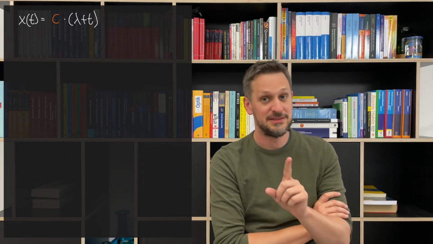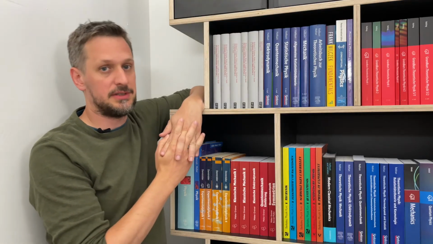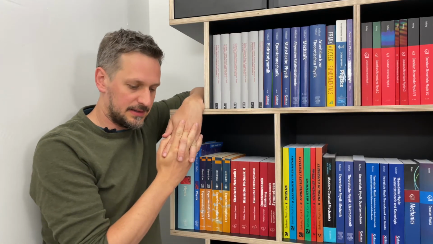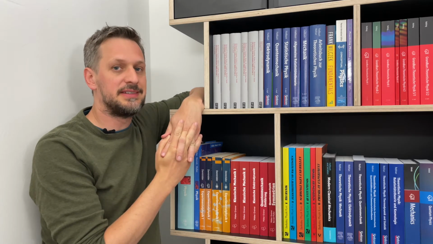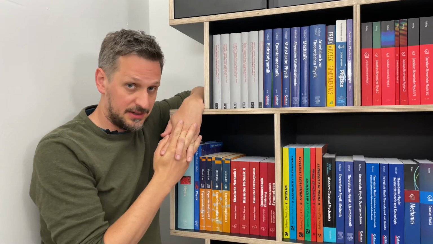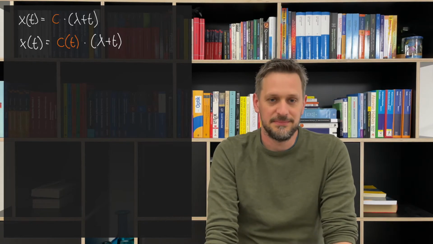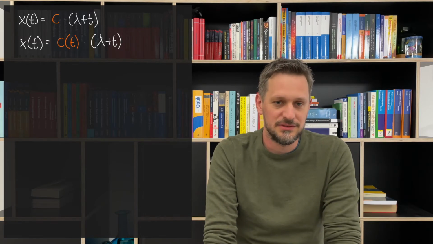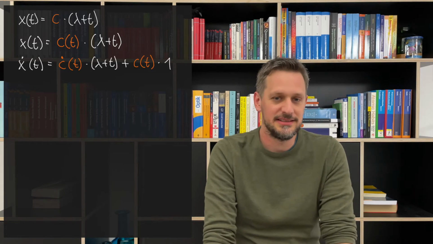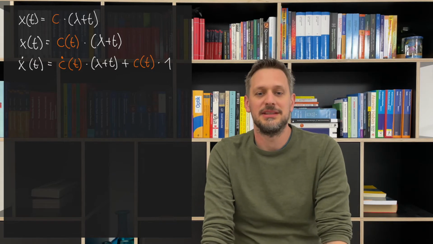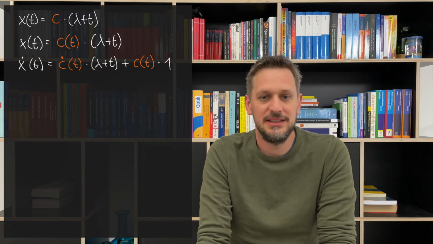But remember, we've only solved the homogeneous equation yet. And to solve the inhomogeneous equation, we need to do something called the variation of constants. To solve the actual inhomogeneous equation, we will treat the integration constant c as a function of t. So we shall replace c with c of t. So x of t is equal to c of t, now treating the constant as a variable, times lambda plus t. Which means if we differentiate it, we get x dot of t is equal to c dot of t times lambda plus t plus c of t times 1.